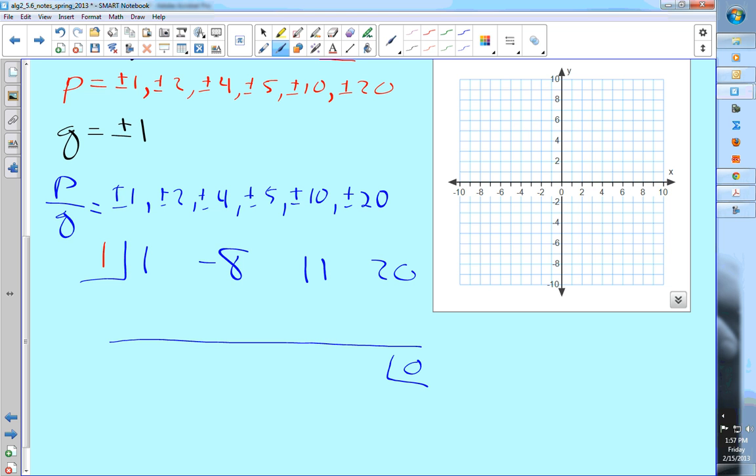And we're going to synthetically divide 1. So we have 1, 1, -7, -7, 4. That's not going to do it. Then you can just go back here and erase. And we don't have a positive 1 as a rational root.